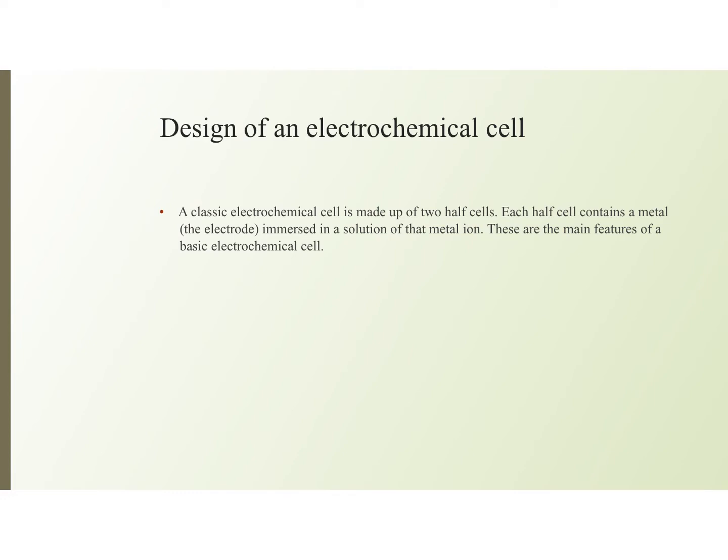So the design of an electrochemical cell, we're going to keep it really simple, but we're going to be seeing different variations of this as we do the labs that are part of this unit. But a classic electrochemical cell is made of what you call two half cells. And each half cell contains a metal, the electrode, and that's immersed in a solution of the ion that belongs to that metal. And these electrodes are called the cathode and the anode, one that's positive and one that's negative.